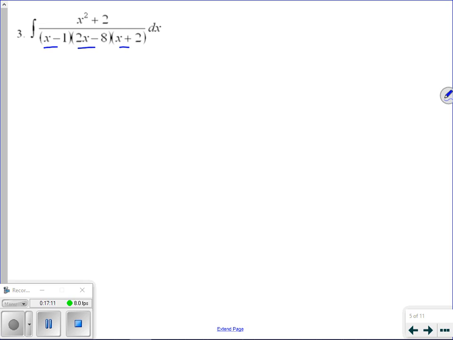But regardless, we have a higher power on the bottom. It's not going to be dividing. This is going to be another partial fraction decomposition. So I'm going to split my paper up here, and I'm going to do partial fraction decomposition.